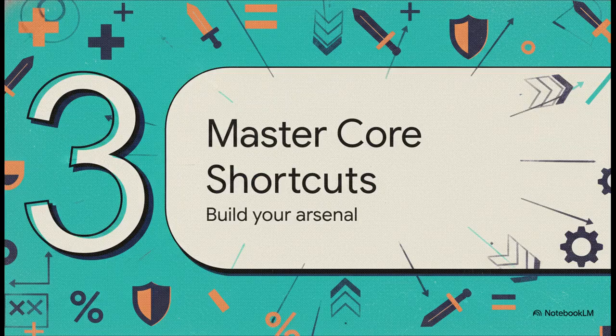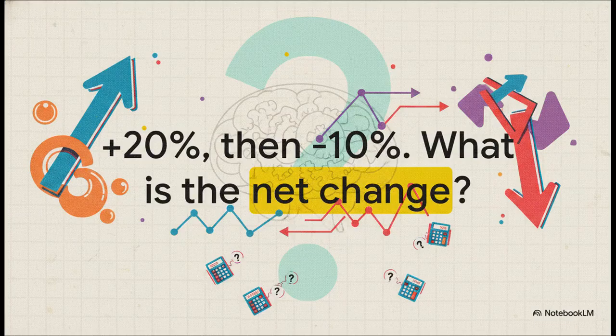Okay, moving right along to Section 3, master the core shortcuts. Now that we have our translation table down, let's start building out our tactical arsenal. We're going to pick up the pace a bit here. I want to pose this question directly to you. A number increases by 20%, and then that new number decreases by 10%. What is the net change? I'll pause for a quick second.